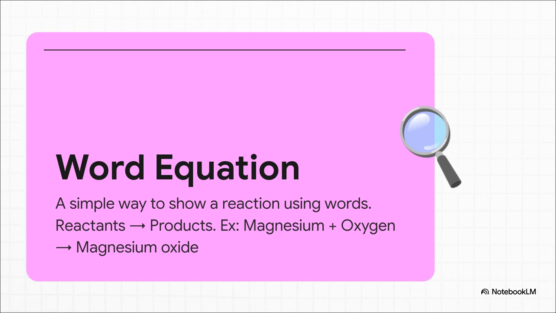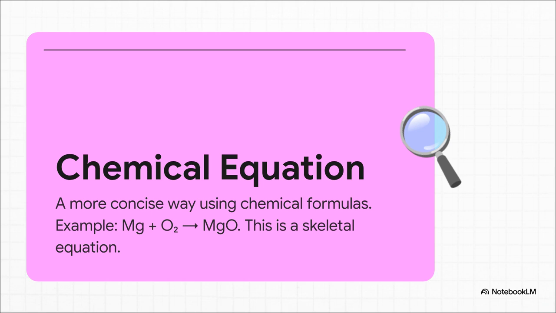Scientists, they need a shorthand, a much more efficient way to get the point across. So, the first step is what we call a word equation. It's super simple. You just put the things you start with, we call those the reactants, on the left side. Then you draw an arrow, and on the right, you put what you end up with, the products. Magnesium plus oxygen gives you magnesium oxide. See? Way cleaner, right? So much faster than a full sentence.